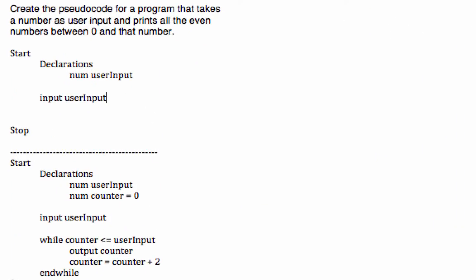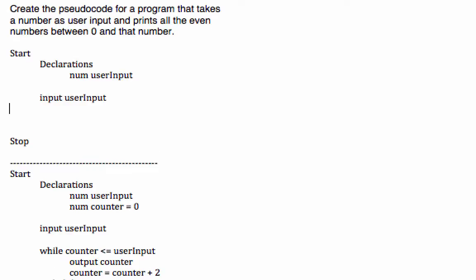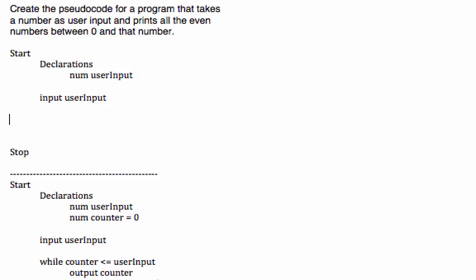Let's look at this same problem and implement the solution with a for loop. I've started out with my start and my stop, my declarations, and my user input. If you notice, I took out my counter variable declaration, and that is because with for loops, our loop counter variable is declared and initialized inside of the for loop.